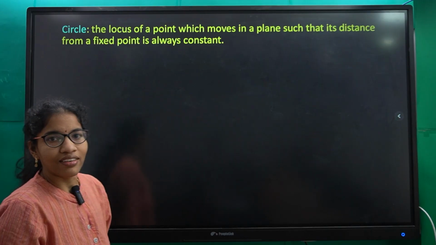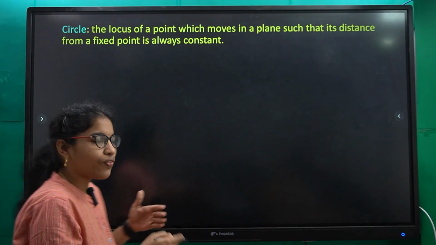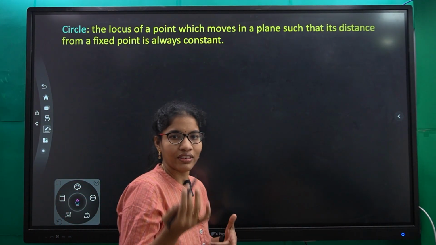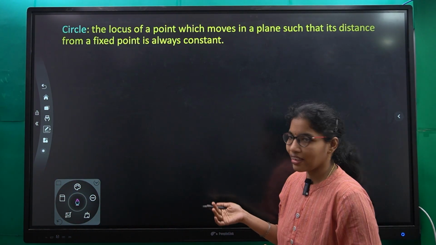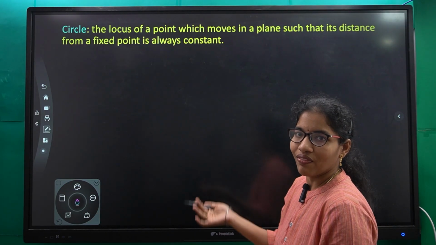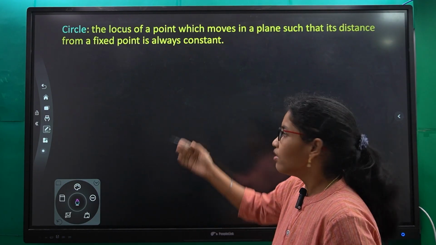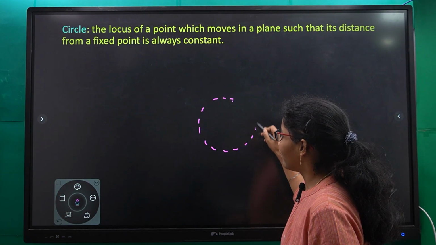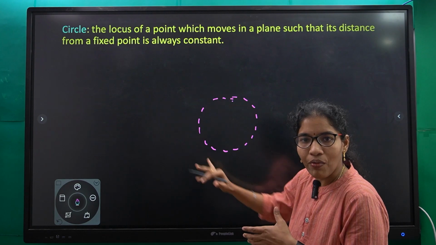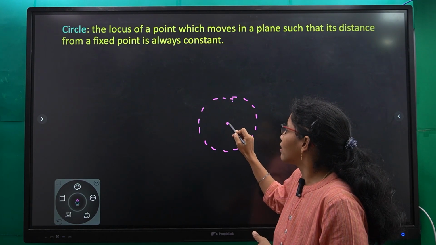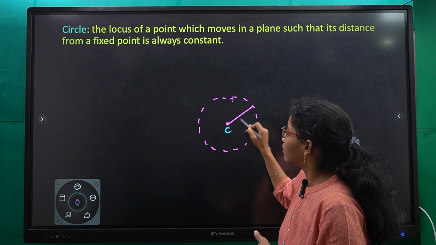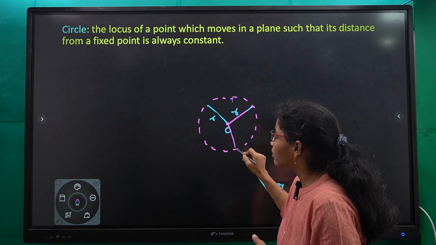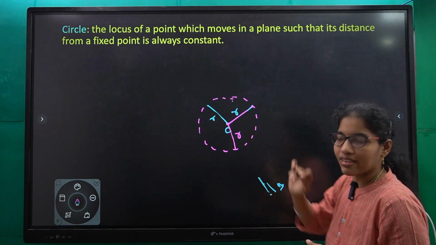So what is a circle? A circle is nothing but the collection of all the points in a plane. Circle means we can see different types of figures in the shape of a circle, right? Generally we talk about a bangle, and you can see many circular figures. So a circle is the collection of all the points in a plane which are equidistant from a fixed point. This figure is called a circle.